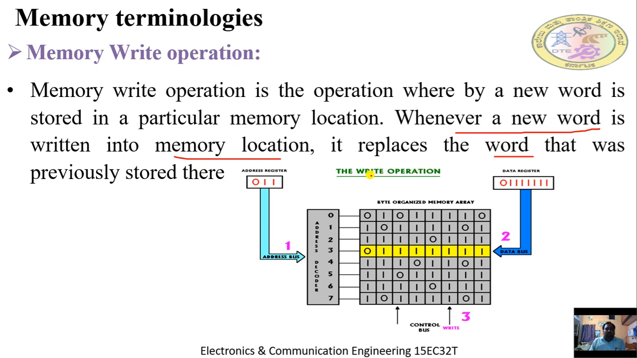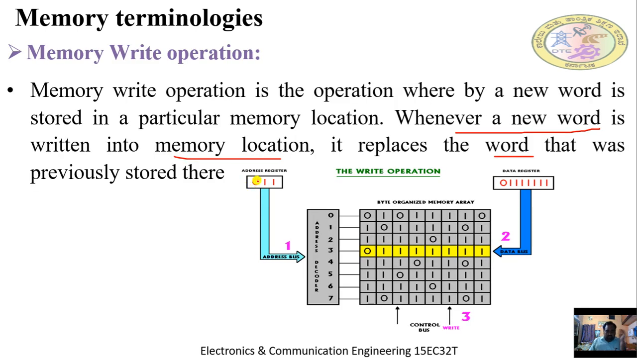So how could it be done? The write operation is done in the following process. The very first step is that here also the address is placed on the address bus. 011 is again the same address. This is the first step. After that, the data that is to be written into the particular memory location is placed on the data bus.